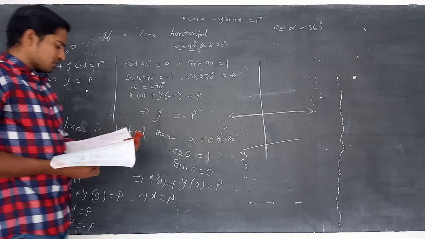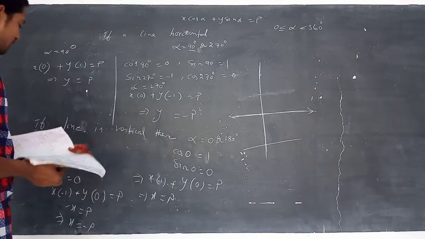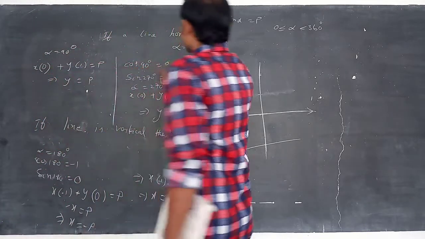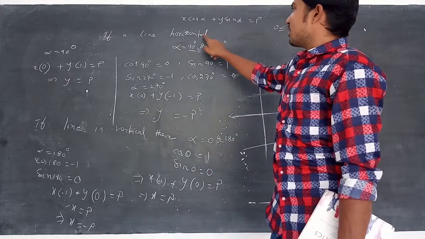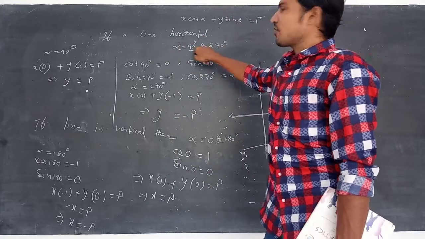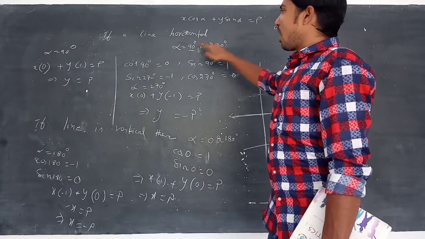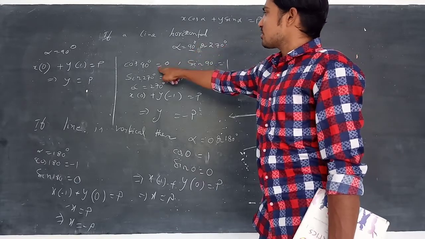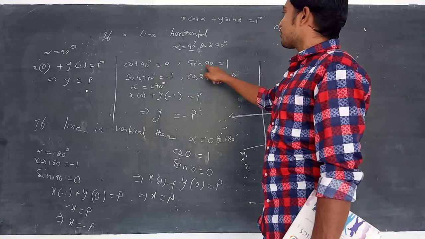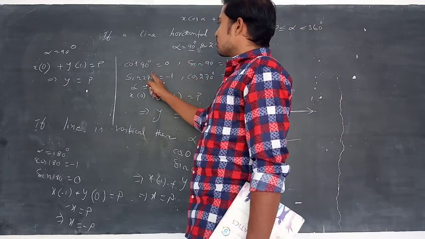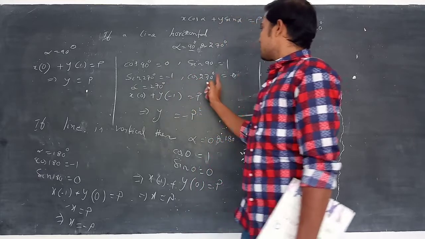x is equal to minus p and x is equal to p. Right? Listen again. If a line is a horizontal line, then alpha is equal to 90 degrees, otherwise alpha is equal to 270 degrees. When alpha is equal to 90 degrees, cos 90 is equal to 0, sin 90 is equal to 1. And sin 270 and cos 270: sin 270 is equal to minus 1, cos 270 is 0.